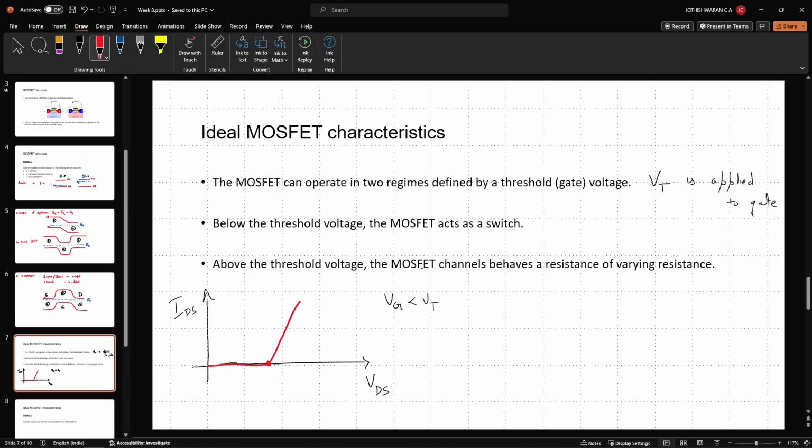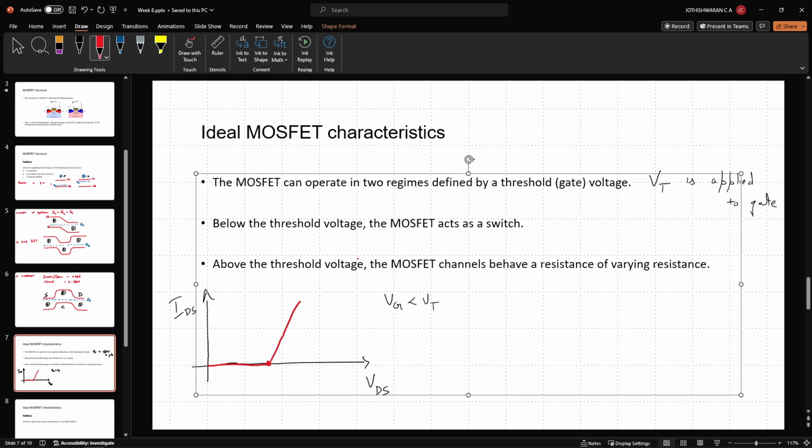Now, at Vg greater than Vt, when we have a gate voltage higher than the threshold voltage, MOSFET channels behave as a resistance of varying resistance. Essentially, as the drain source voltage varies, the conduction properties also change. Now, why does that change? Ideally speaking, we expect it to not change, but it does change. So that will give us a curve.